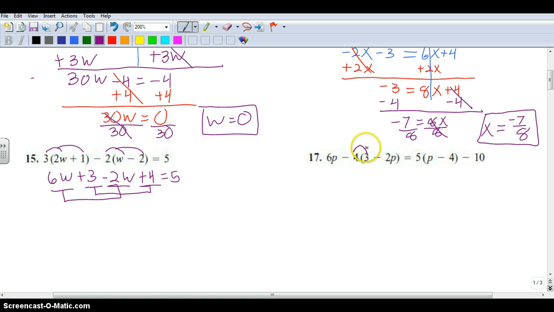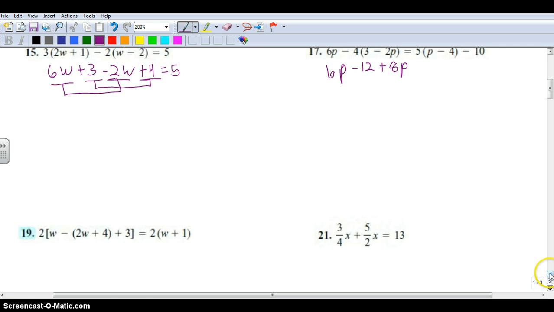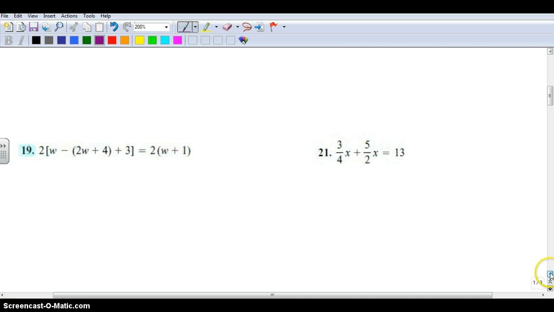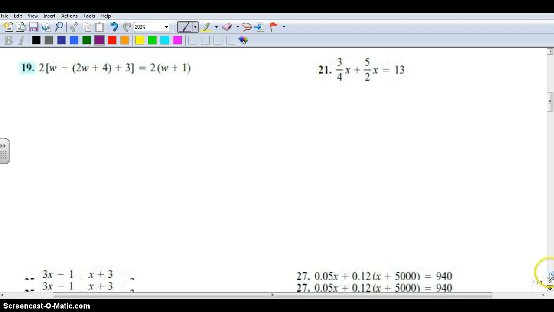So same thing here, just make sure, this will become minus 12, and this will become plus 8p. And so on, and don't forget about the 6p in front. But anyways, I'm going to skip a couple of these because, like I said, I don't want to waste y'all's time. I think y'all pretty much already know how to do those. But let's look at 19 and 21. Okay, and you should have problems just like this in your homework.